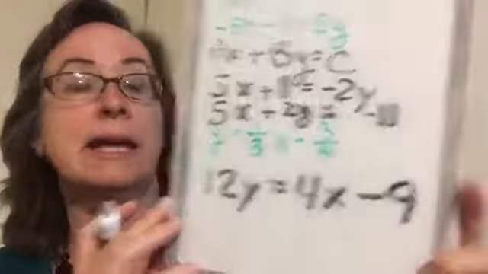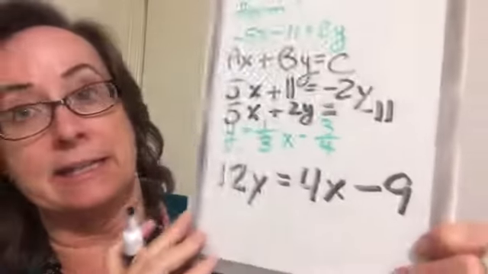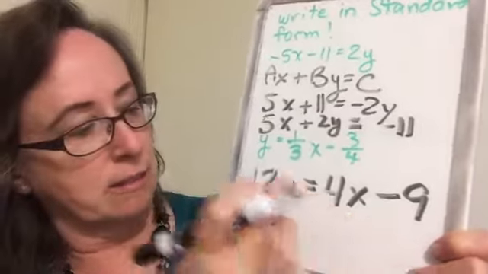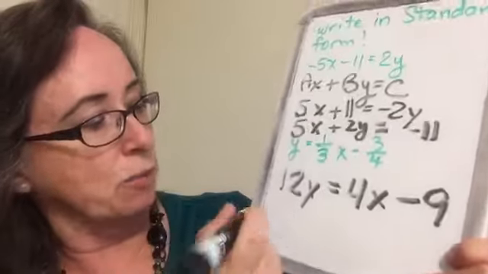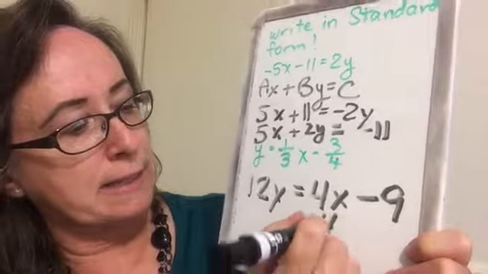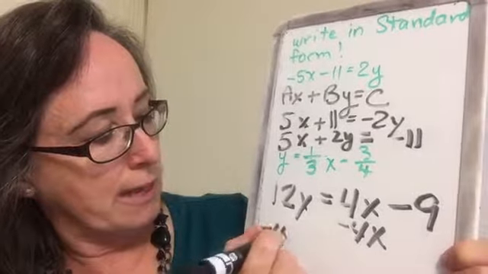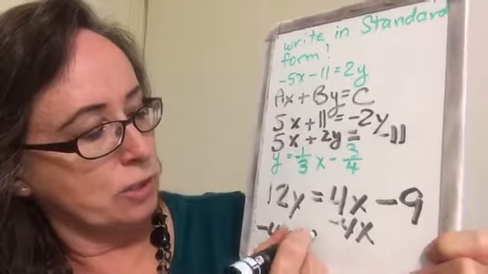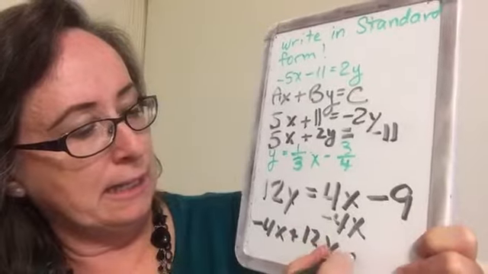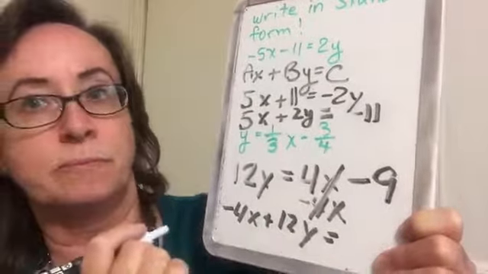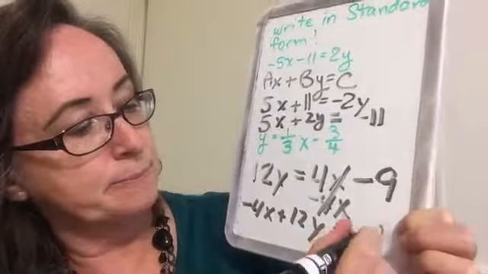Okay, so then we need to get it in standard form, so we need our x over here. And so we're going to end up with a negative 4x and a negative 4x over here. So we get a negative 4x plus 12y equals, this goes out, equals negative 9.